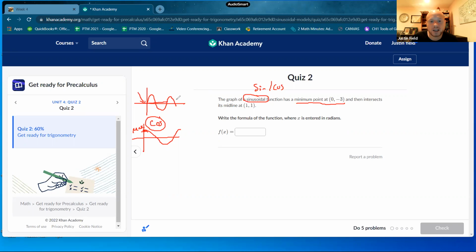That point is called the midline. The line going right through the middle of the graph is called the midline. It's right in the middle of the springy shape. So if our y-intercept is the midline, we know we have sine. If our y-intercept is a max or a min, we know we have cosine. And so we have cosine.